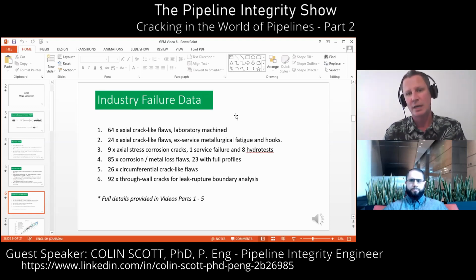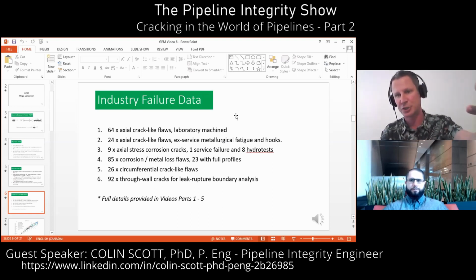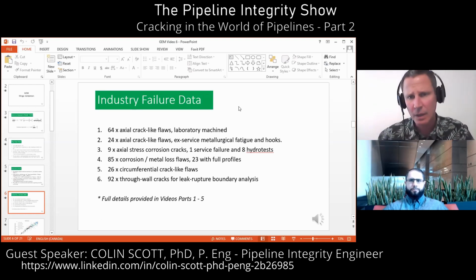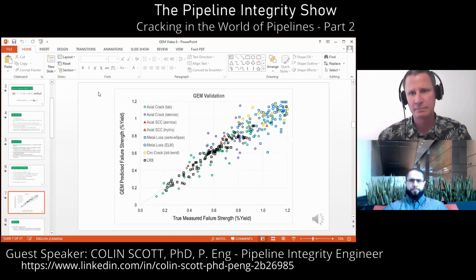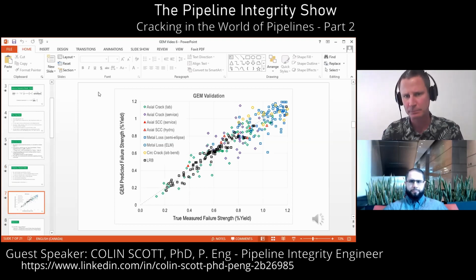And what I've done is I can take all of those 300 flaws and apply them to the model I just showed you with all the little fine print applied. And what I find here is that in the great scheme of things, they line up really quite well. With the validation here, on the y-axis, I've got the GEM predicted failure strength, and on the x-axis, I've got the true measured failure strength.